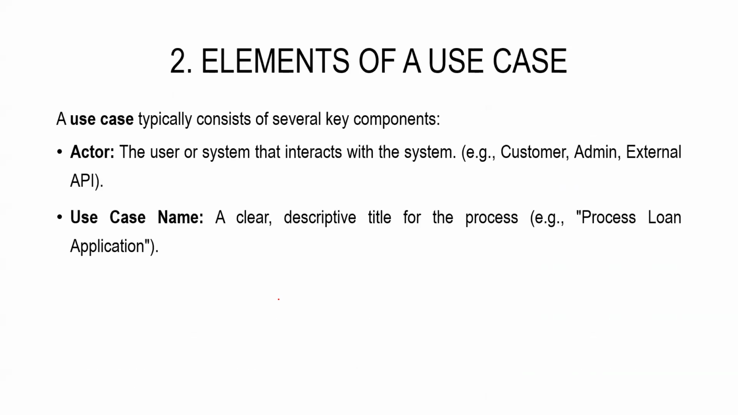So we're saying you need to have a use case name, and it should be clear. It should be a descriptive title for the process. For example, process loan application. Then you need to have what you want to achieve. You need to have a goal. So the goal is the objective that the actor wants to achieve as they're interacting with this system. You can't just want to interact with this system. It can be that you want to transfer funds.